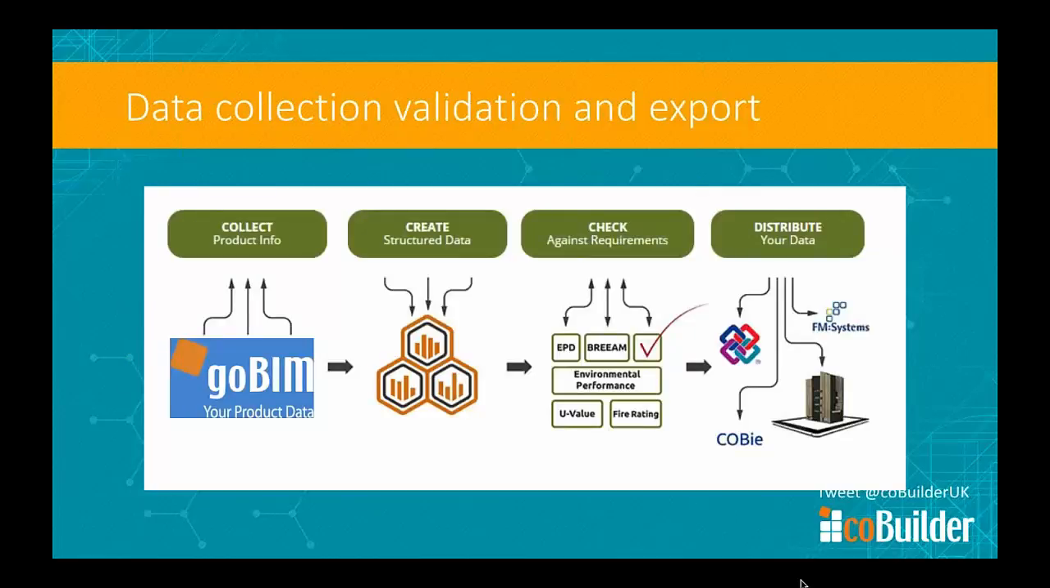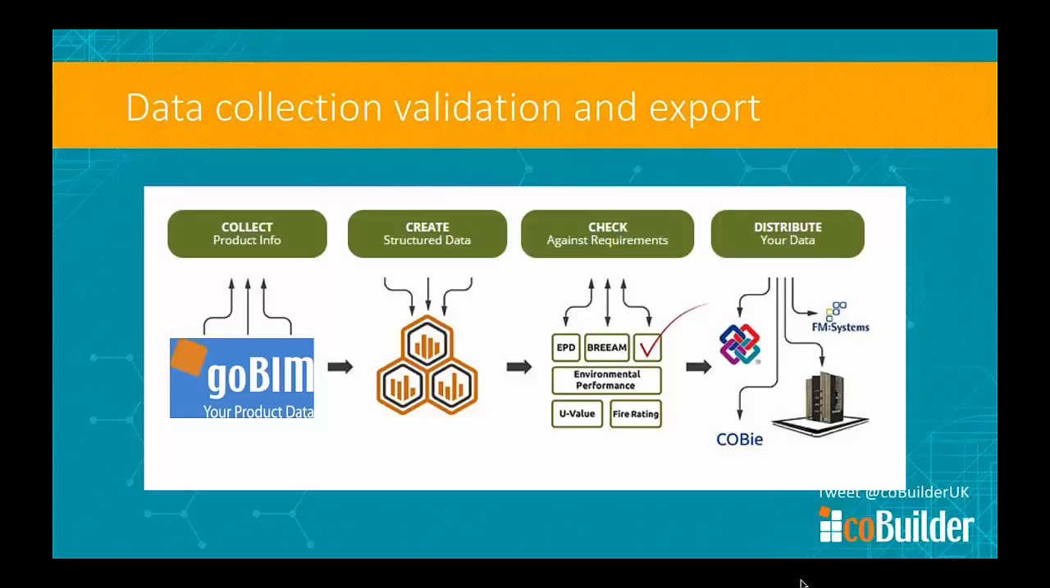So how then do we get our data into the supply chain, into the contractors, and into the main contractors, and then distribute it out to the as-built model and to the FM systems? So we collect the data. Now at the moment, the data can be collected via manually entering it, which I talked about earlier, as in taking off a PDF, but the better way is to make their data available via tools such as GoBIM.